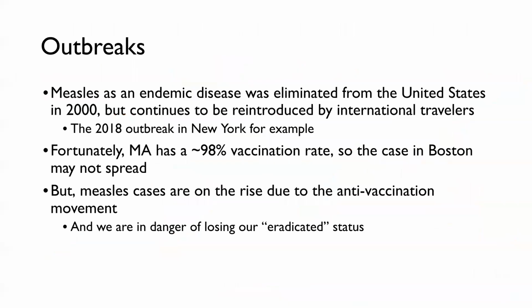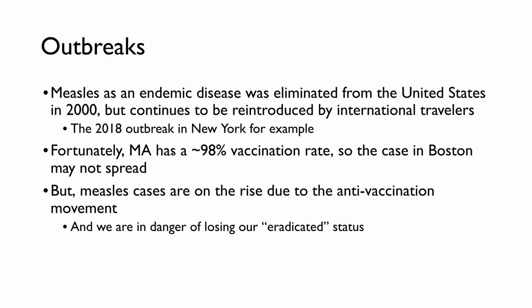Now, in terms of measles outbreaks, measles as an endemic disease was actually eradicated from the United States in 2000. But the way we get measles in the United States, at least historically, was reintroduction from places that have measles natively, like Africa and parts of Asia. For instance, the 2018 outbreak in New York was actually caused by someone bringing it in from another part of the world to the United States. And so measles was eradicated from the United States at one point in time.